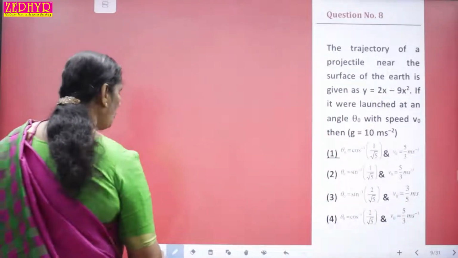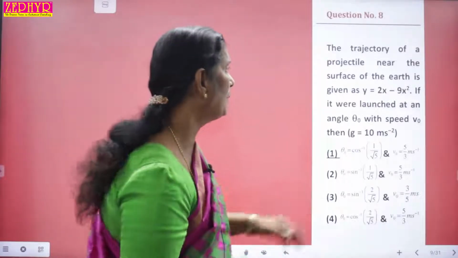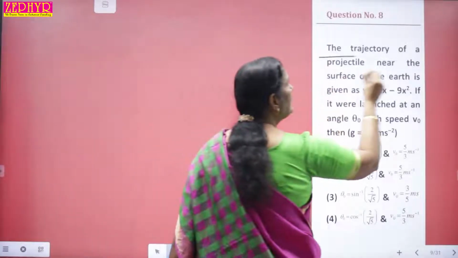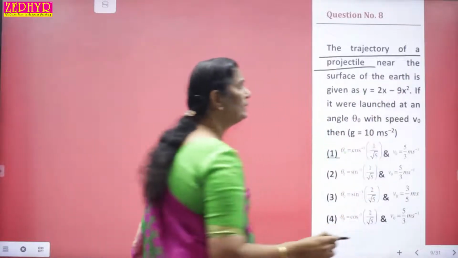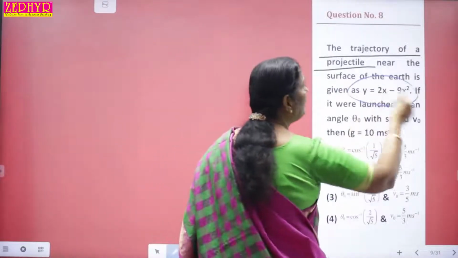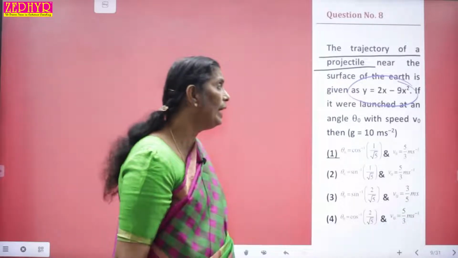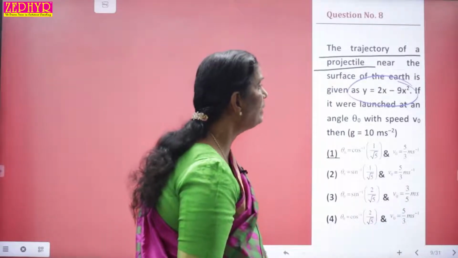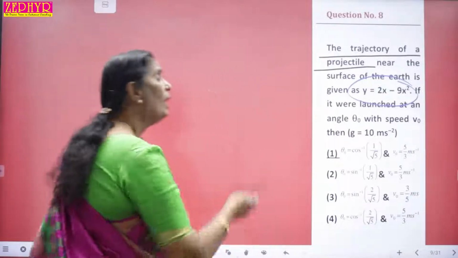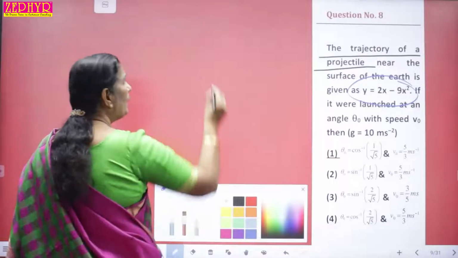And the next question, slowly we are going to projectile motion. Come on, read the question. The trajectory of the projectile near the surface of the earth is y is equal to 2x minus 9x square. If it is launched at an angle of theta naught with a speed v, what is the value? So they have given the parabolic equation.